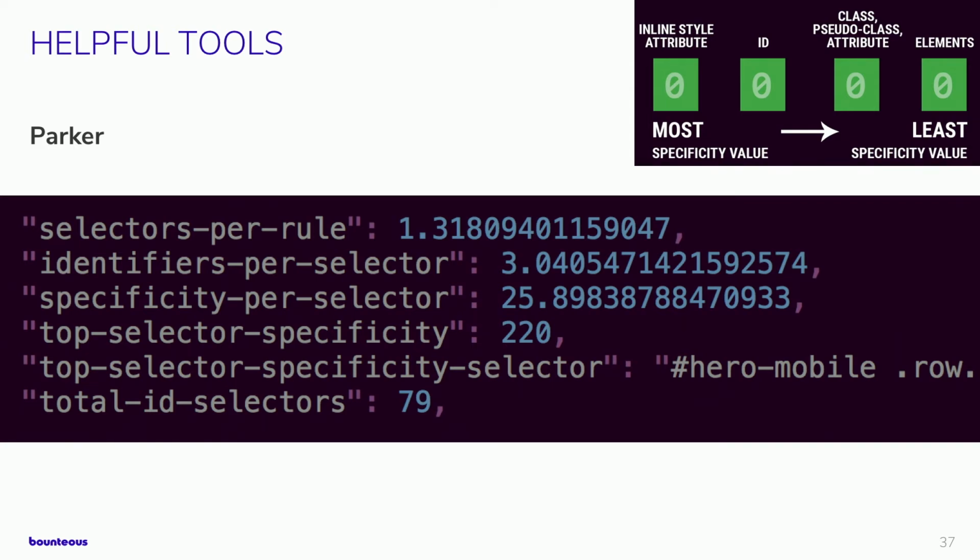Total IDs should be close to 0 because you can only have one ID on the page. So you're, again, being really specific with it. Ideally, you don't want to have as many IDs. You want to write a class and make it reusable.